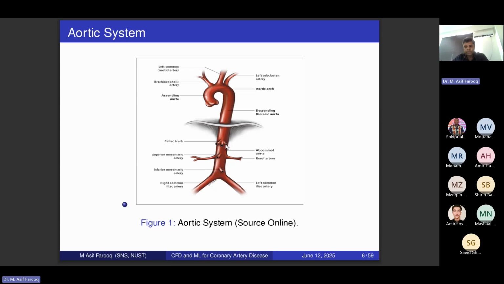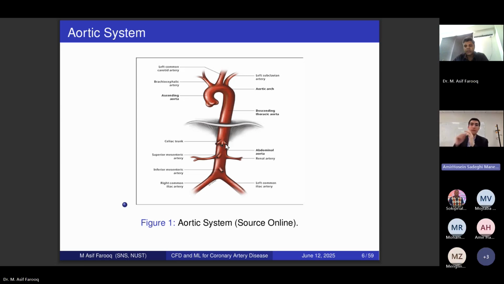Am I audible, or is the screen visible? Someone is commenting, I don't know. Amir, is it visible? Yes, I can see the slides and I can hear you. Yeah, sure. Someone is commenting, so I hope this is fine.